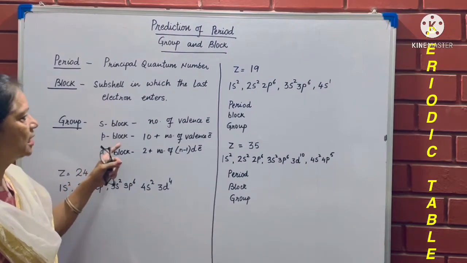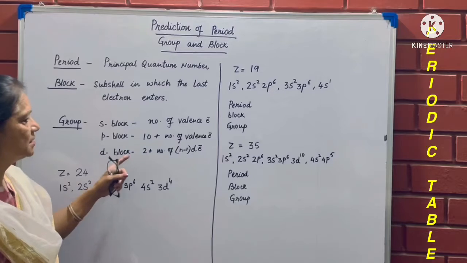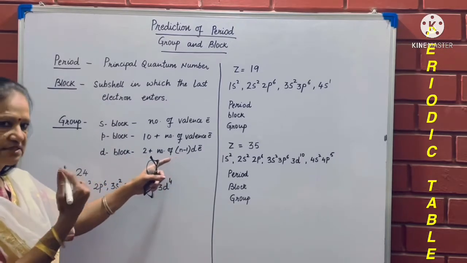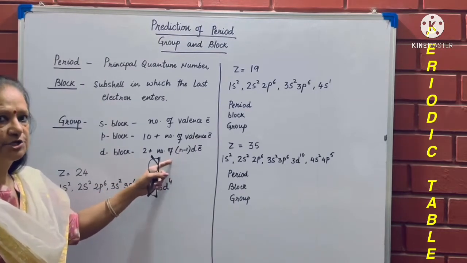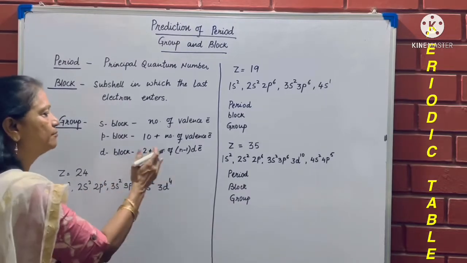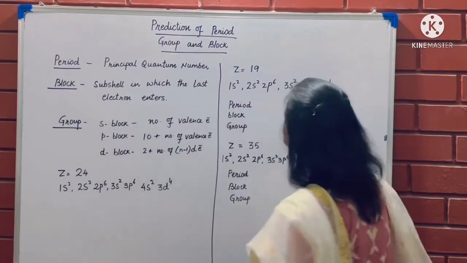For P block elements, it is 10 plus the number of valence electrons. And for D block elements, it is 2 plus (n minus 1) d electrons, where n is the last shell and n minus 1 is the penultimate shell, which is before the last shell. So look at this example.